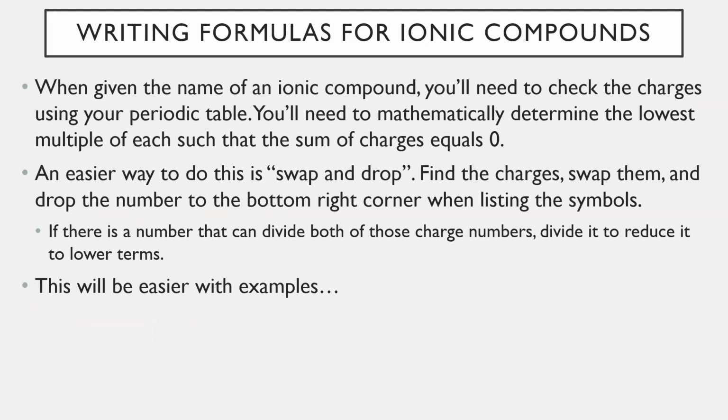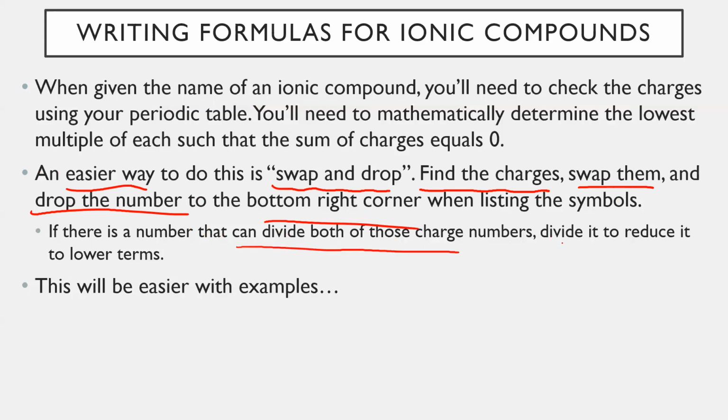When you're given the name of an ionic compound, you need to check the charges on your periodic table. You'll need to mathematically determine the lowest multiple of each one, and so on. That's hard. The easier way of doing this is to use a method called swap and drop. Find the charges on each one, swap them, and then drop the number to the bottom right corner, okay? Now, if there is a number after you do this that can divide both of those charge numbers, well then divide it so you reduce it to lower terms. This is a lot easier to see when you see some examples. It sounds awful when I write it out like this, but when you see some examples, it becomes way easier to do.